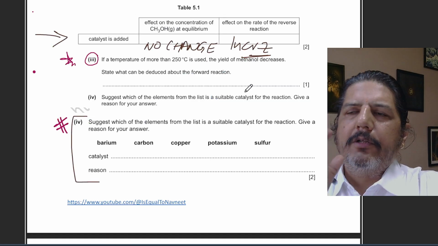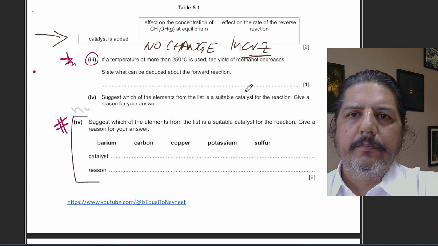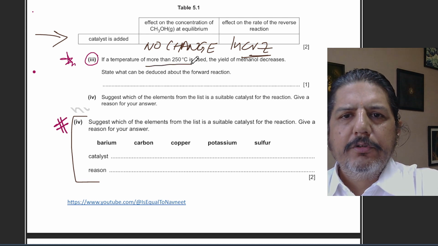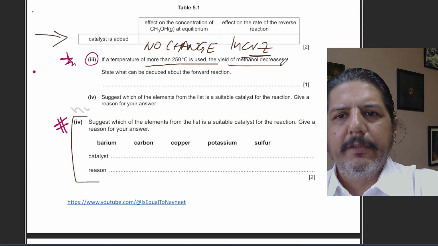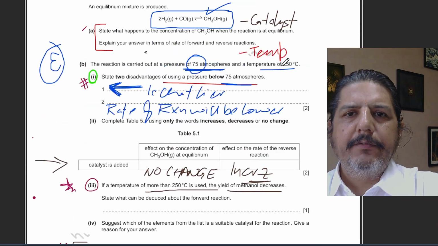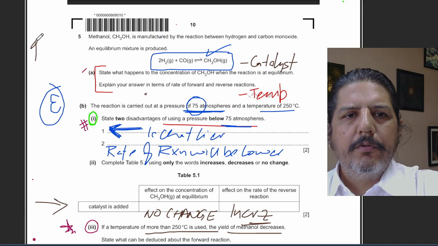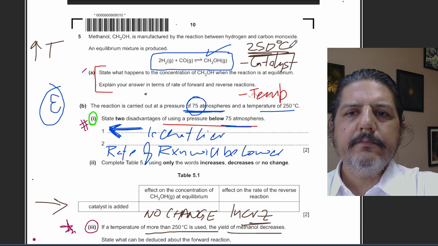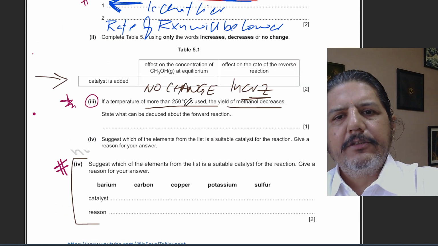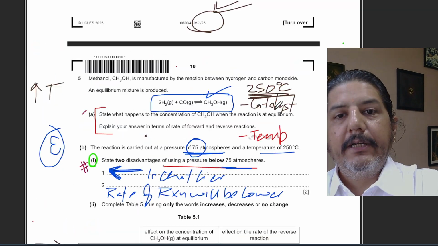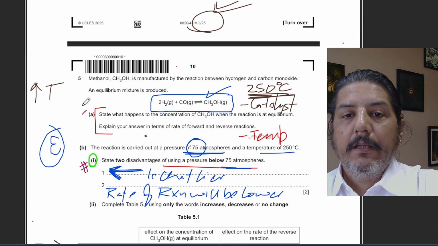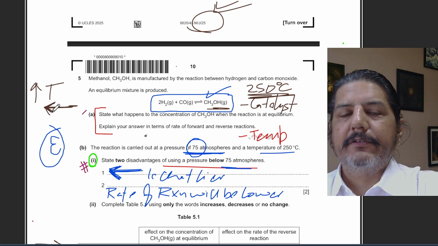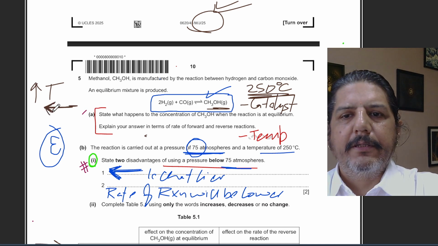All the factors, basically almost the whole of the effects of equilibrium have been discussed. So if a temperature of more than 250 degrees Celsius is used, the yield of methanol decreases. Okay. So what he is saying is that if you increase the temperature, this reaction takes place at 250 degrees Celsius. But if the temperature is more than 250, the yield of methanol decreases. So basically, if you increase the temperature and the concentration of methanol is decreasing, it means the reaction has moved in the reverse direction. This is what is happening.